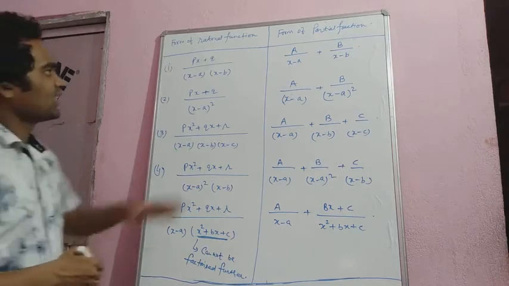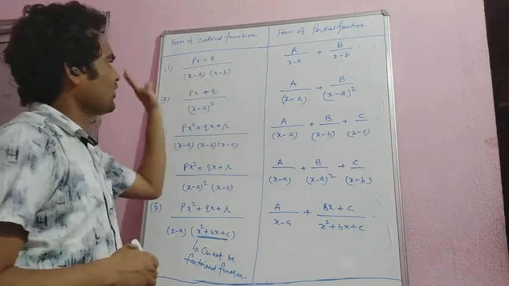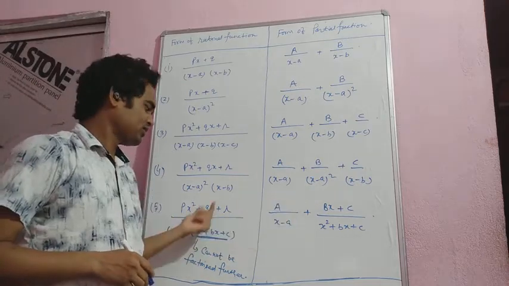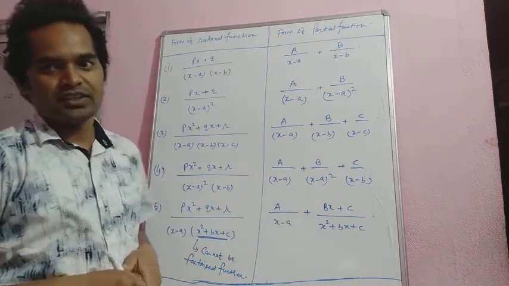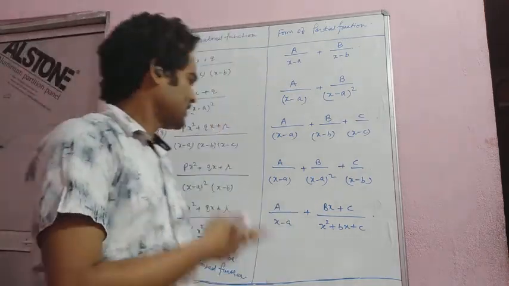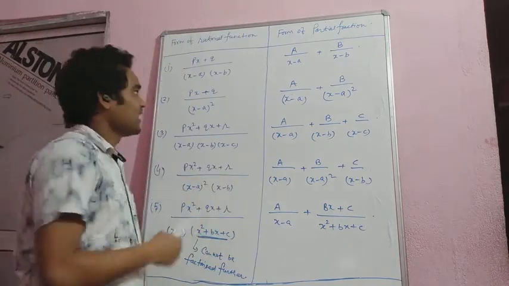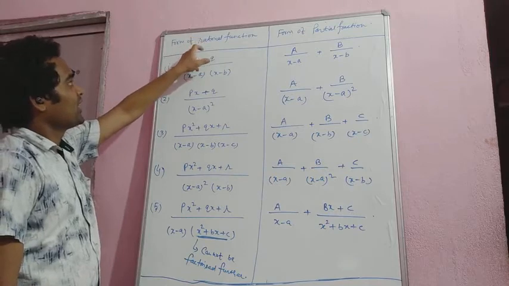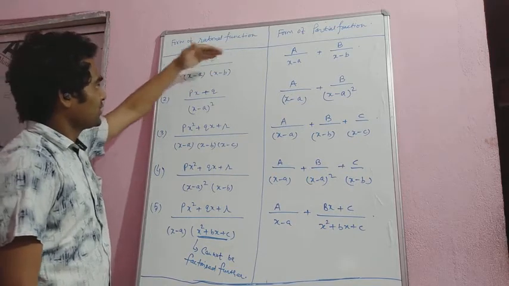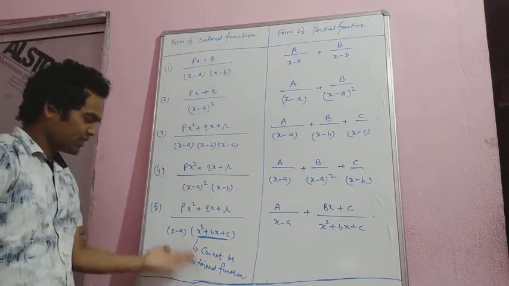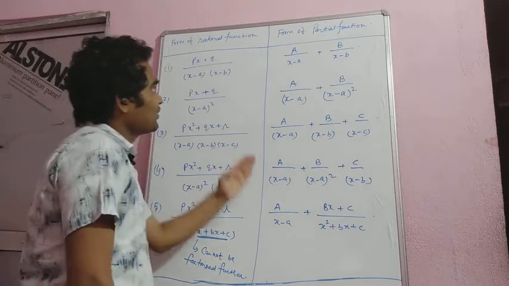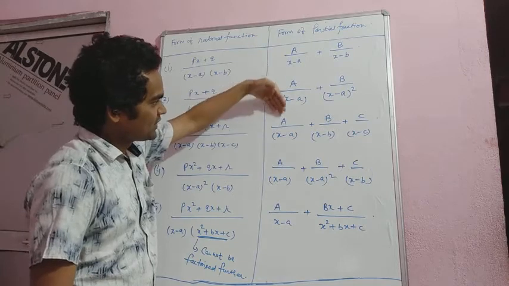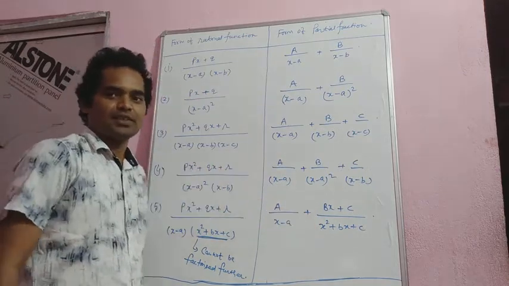Okay students, here a, b, p, q, r are all real numbers. We have to find the values by comparing the coefficients of x and the constant terms. Now students, if we are given such types of rational functions, then their particular forms of partial fractions will be such expressions.